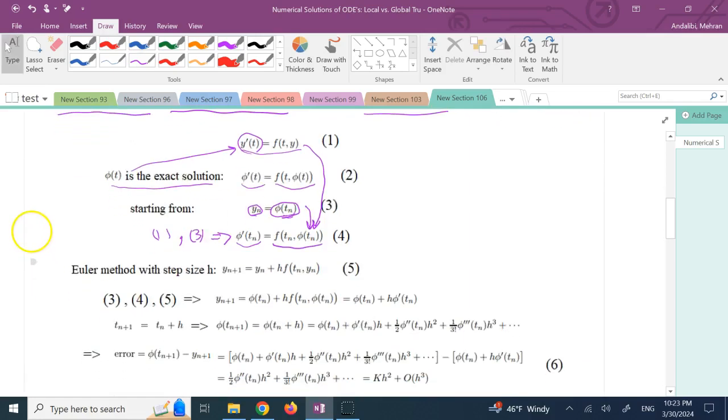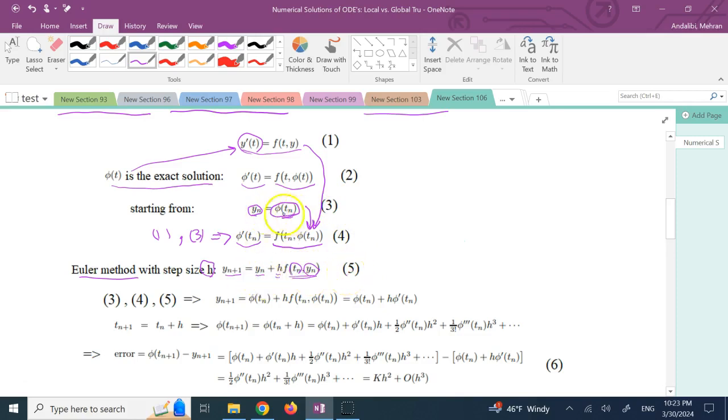Good. Now, as I said, we're going to take one single step, and let's say the step size is h. And we're going to use the simple Euler method. What does the Euler method say? It says the new y equals the old y plus the step size times the right-hand side function evaluated at the current t and the current y. Yes? Now, if I combine 3, 4, and 5, what do I get?